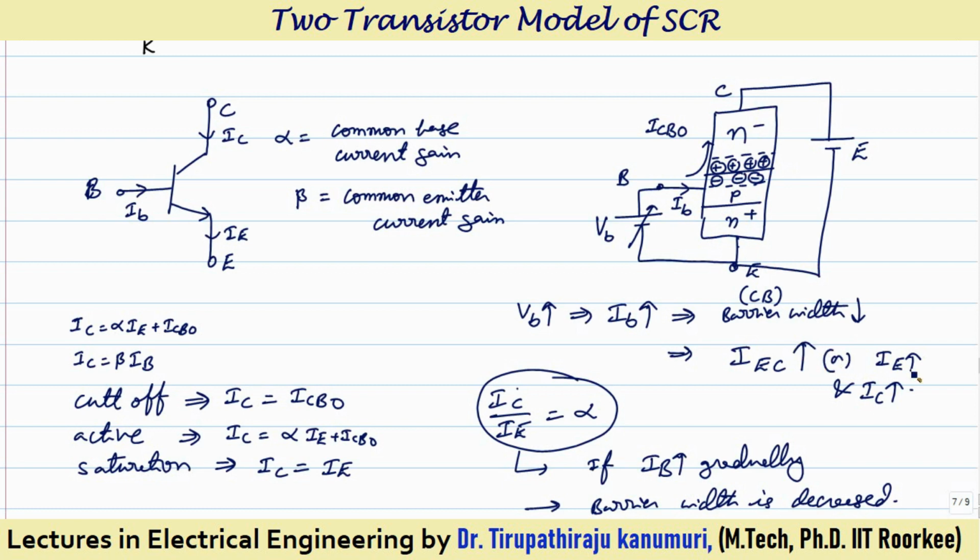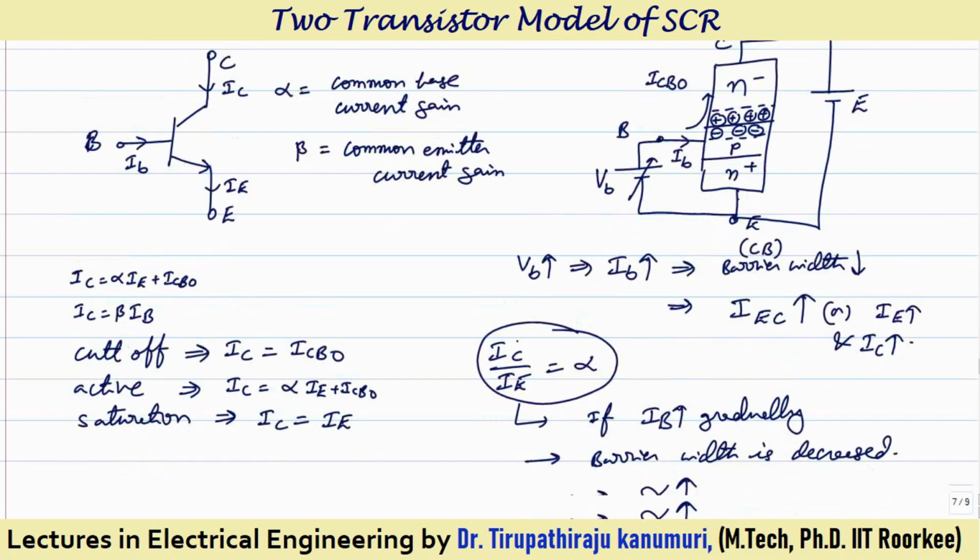Or we can tell that both emitter current and collector current are increased, but the value of alpha, which is the ratio of IC by IE, depends on the barrier width. So the lesser the barrier width, the more will be the value of alpha. Like I have told you here, under the saturation condition, the barrier is equal to 0. So automatically IC becomes IE, or we can tell that alpha is equal to 1. In the cutoff region, only ICBO is there, so we can tell that alpha is equal to 0. And in the active region, it will have some value.